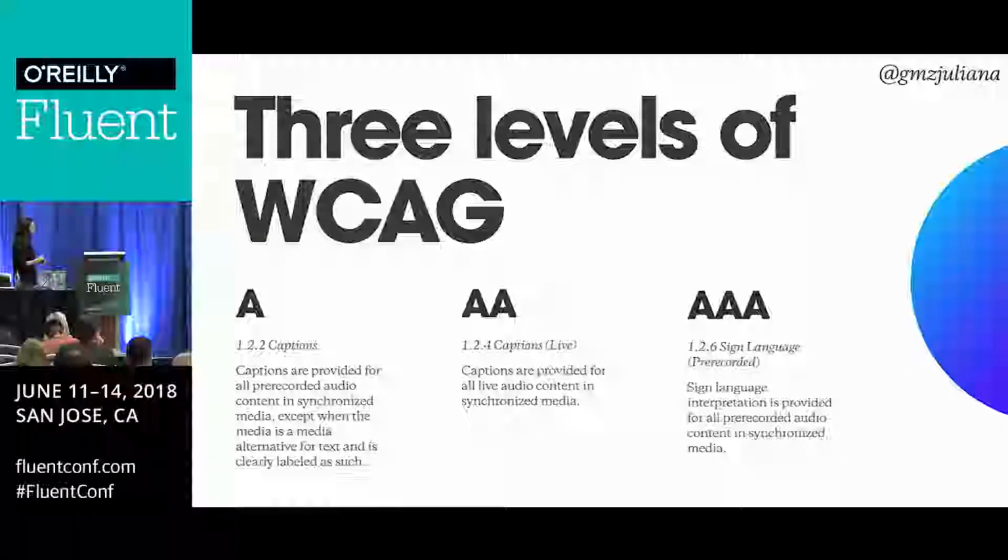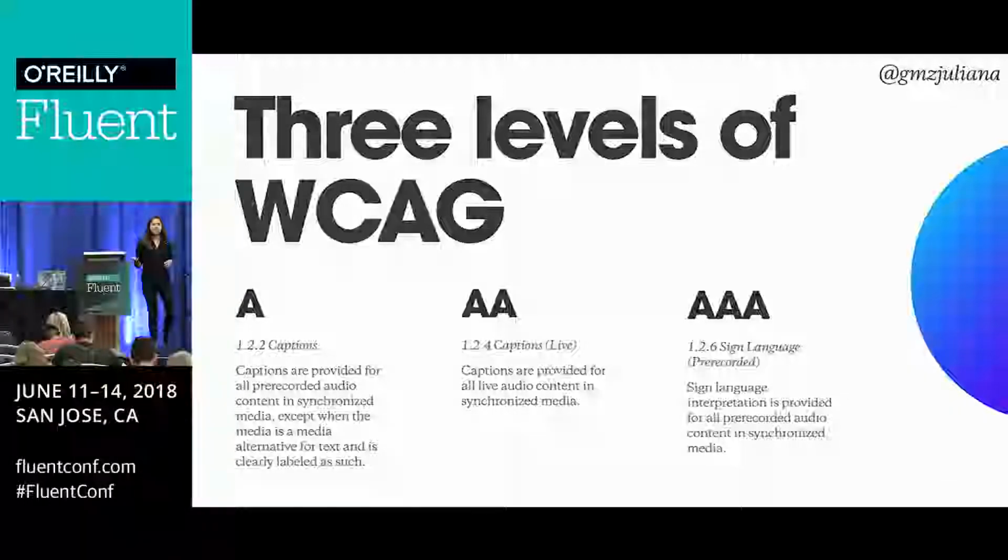And the third level is triple A. So it includes everything from A, everything from double A, and then you add on top of that. So in this case, you'd have sign language interpretation for pre-recorded material. Now, it's important to clarify here that WCAG takes into consideration your entire site. You can't just say, oh, but this little part is accessible if the rest isn't. Or vice versa. Everything's accessible except this little part. You have to make everything accessible if you want to comply with WCAG.